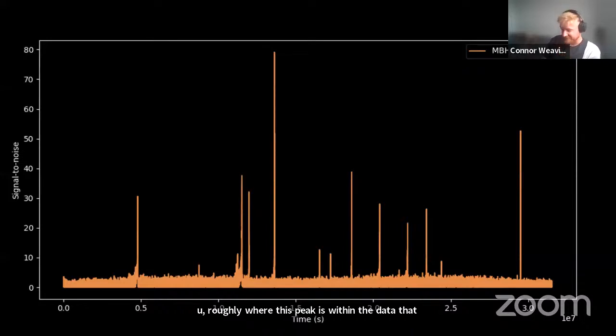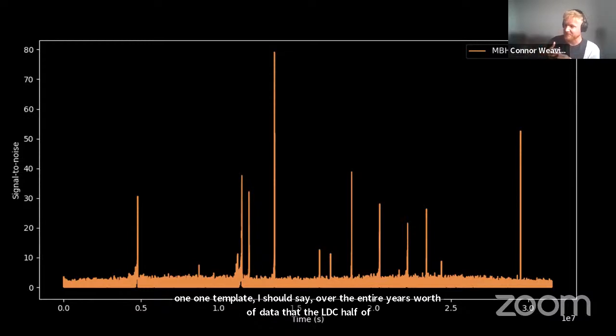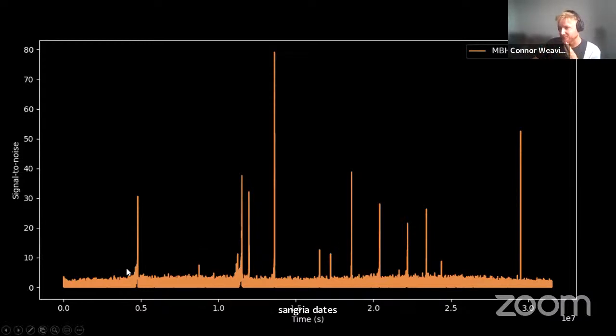This is all implemented within PyCBC, which is great. This is just one example of a matched filter search, using just one template over the entire year's worth of data that the LDC have for the Sangria dataset. As you can see, there are multiple peaks across the entire year. I think there are 14 peaks here which you can distinguish, and we know there are 15 in here. So it's pretty good going that with just one template you can pick out all of these different signals at once.